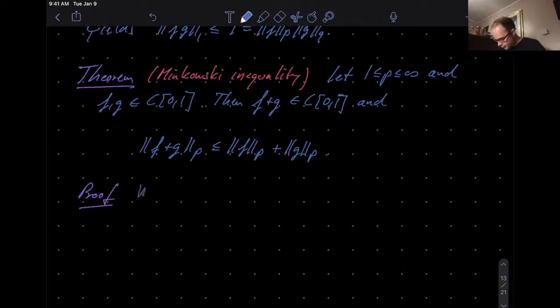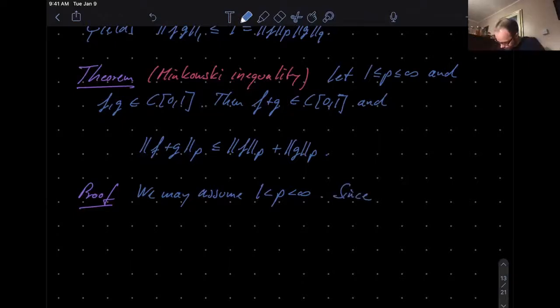We may assume 1 less than p less than infinity. This is because when p is equal to infinity, I already proved the Minkowski inequality earlier, and when p is equal to 1, this is just properties of the integral and the ordinary triangle inequality. Okay, so now let's start working.